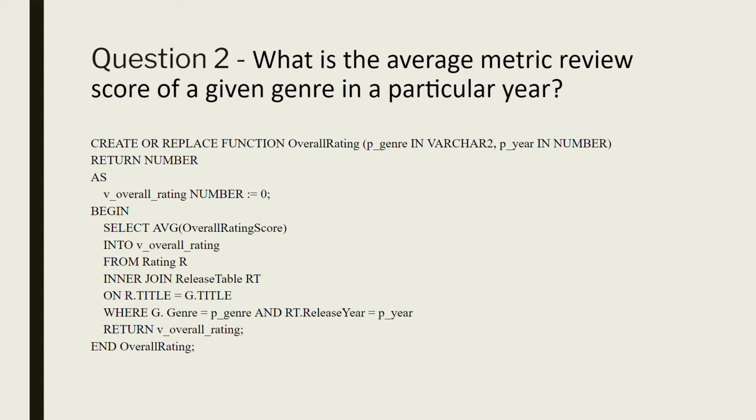Question 2. What is the average metric review score of a given genre in a particular year? So I chose to create a function named overall rating with 2 input parameters, the genre of the game and the year that the game was released. I thought a function would be the most appropriate as it would result in a return value labeled overall rating. This numeric value can then be used when comparing games of different overall ratings. The function performs an aggregate calculation and passes the average rating score for a game of specific genre and year. For example, it was found that the ratings were highest for games in the strategy genre in the year 2004.